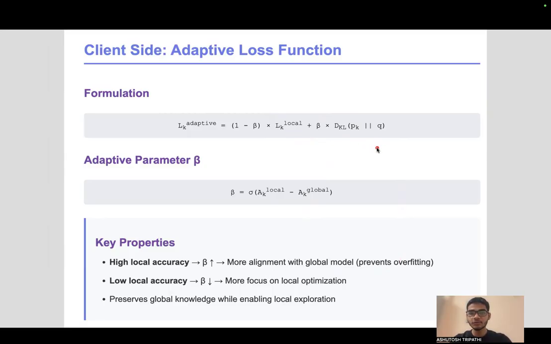So it helps to prevent overfitting, and it also helps to maintain knowledge that has been learned from all of the participating clients. And in the vice versa case where beta is small, this term will diminish or tend to zero, and this term will dominate. So we are more focused on local optimization. Right, so we are preserving global knowledge while enabling local exploration based on this performance gap. So this is our adaptive loss function.